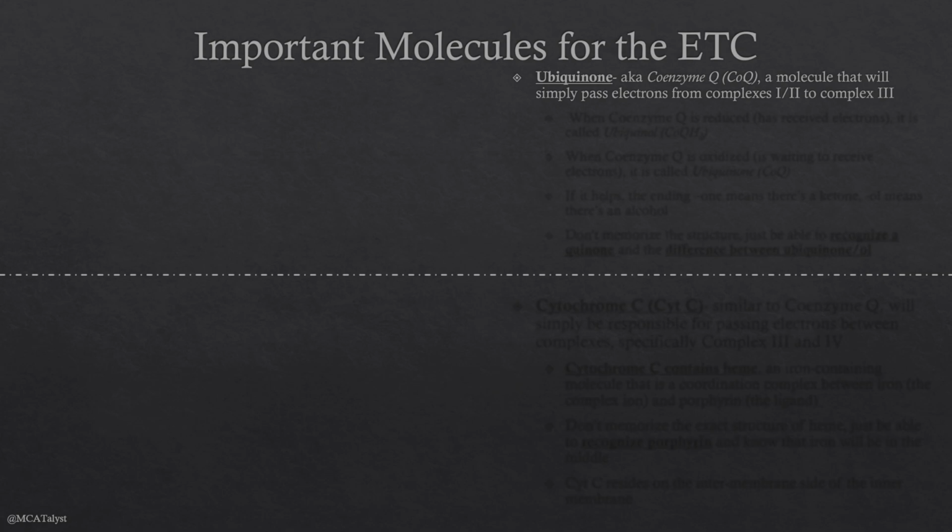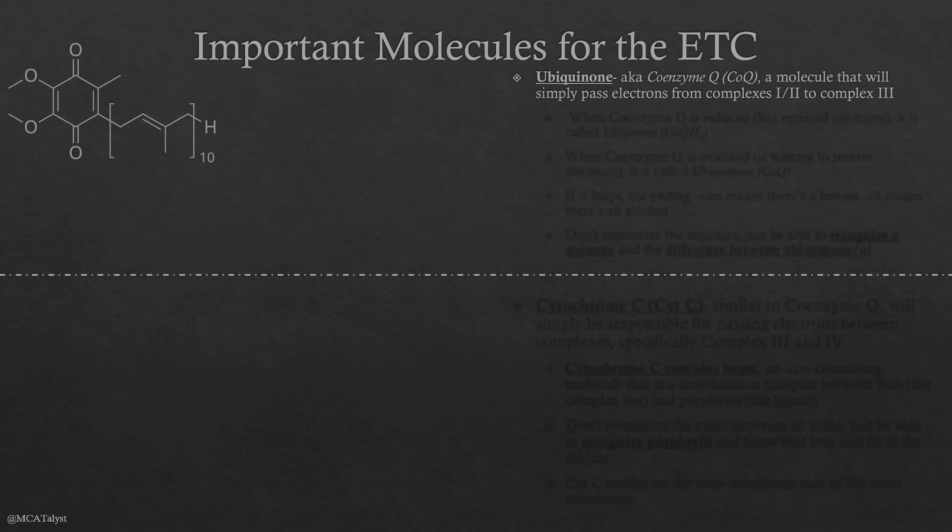This is a molecule that is only going to be taking the electrons from complex 1 and 2, and it's going to be giving these electrons on to complex 3. That's all it does. It simply passes electrons from either of those first two complexes onto complex 3. This is the basic structure of ubiquinone. You don't need to be able to draw this from scratch, but I do want to point out this little structure right here. This is called a quinone, which is why that term quinone is in the name ubiquinone.